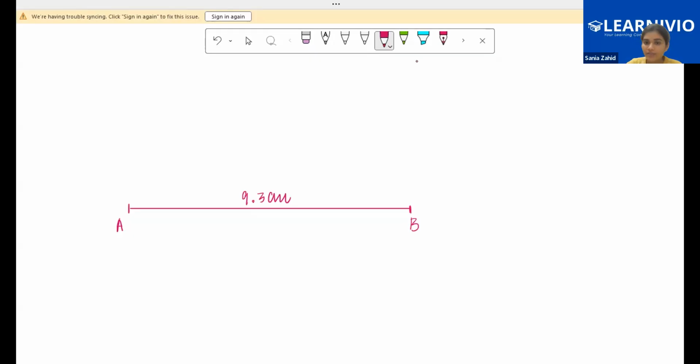And now everybody will draw 1 centimeter measuring from B to point C. Yes, ma'am. Drawn. BC is 1 centimeter. Abdullah, show me 9.3 and 1 centimeter.